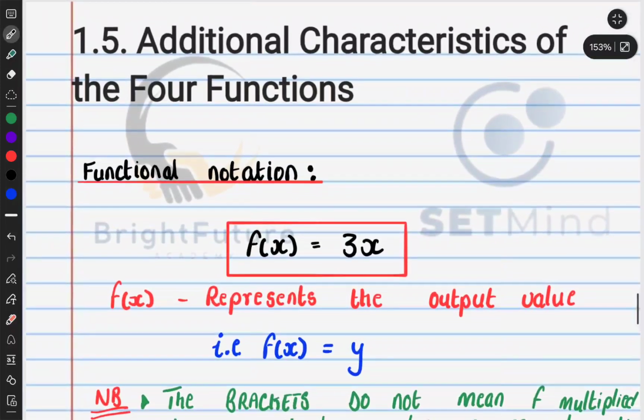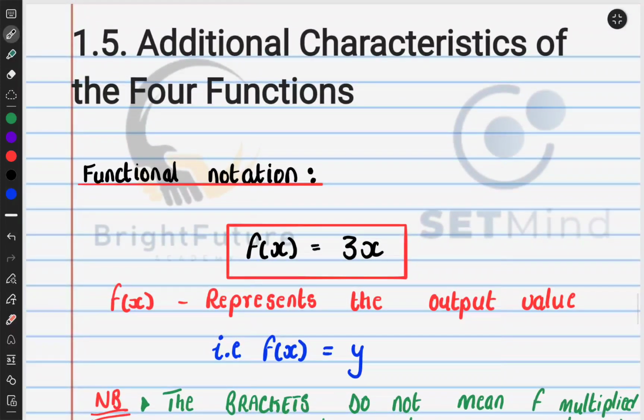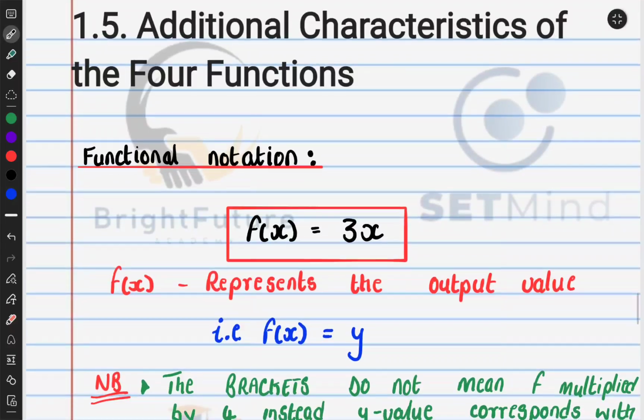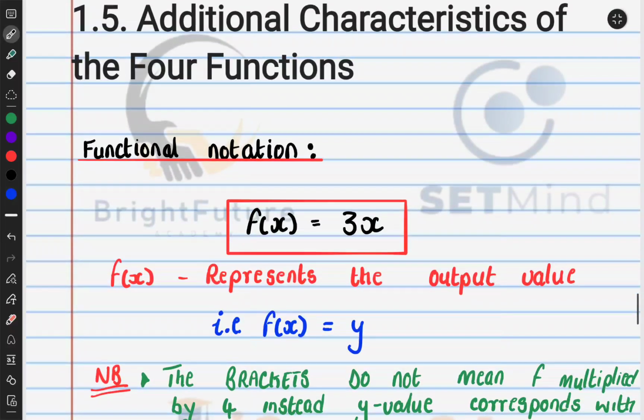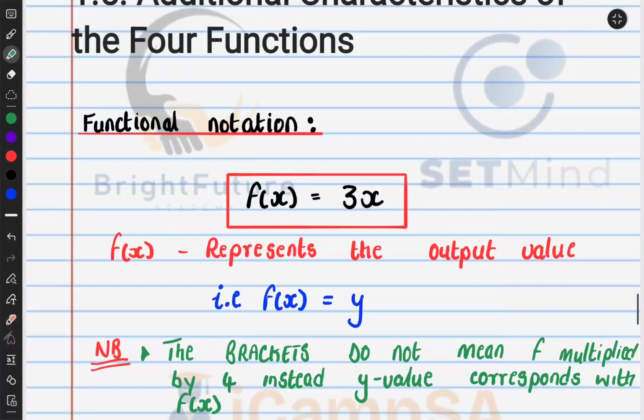So this installment will be just additional characteristics of the four functions. First things first, let's cover the functional notation. You will see that in your exams or in your exercises, often you will find that the function is written as f of x is equal to some equation. So what you must know is that this f of x represents the output value, which for the most part is y, because the variables that we use most of the time are x and y. So f of x stands for the y value.